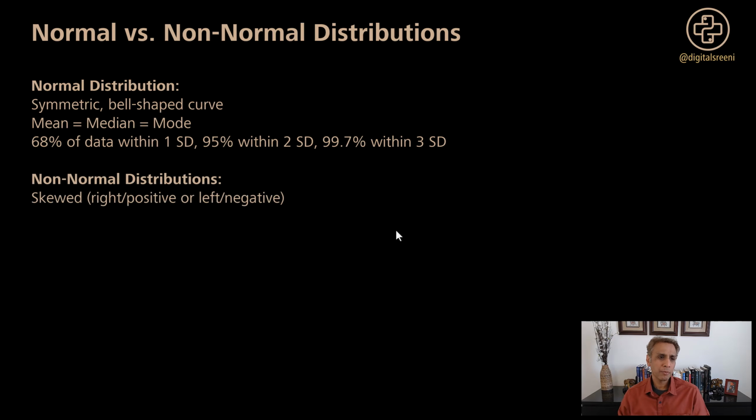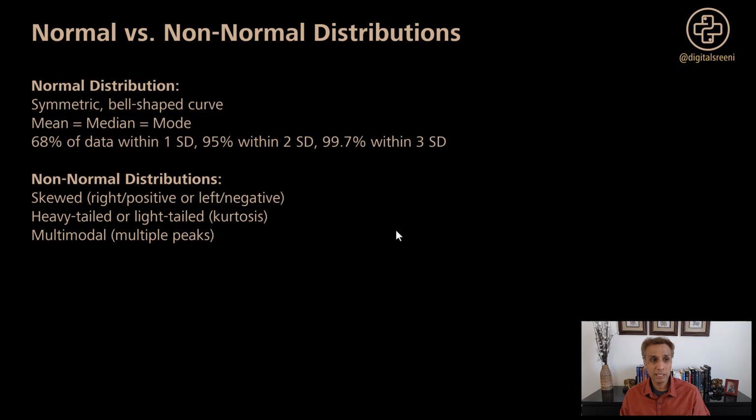And non-normal distributions are either skewed to the right or skewed to the left, and there is a name for each. They have long tails on one side or the other, and they can be multimodal. For example, with a non-normal distribution like the plot we saw earlier, you have a peak and then a shoulder to that peak. These are all non-normal distributions.